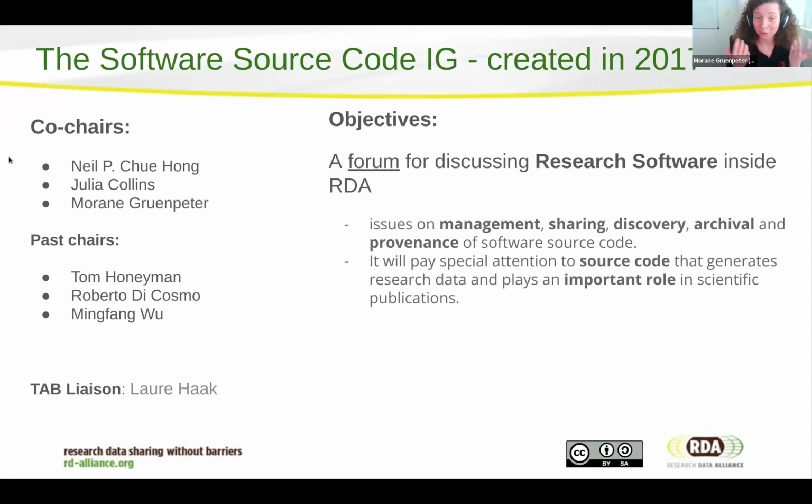This is an interest group. It's not a working group. We don't have particular outcomes, but from this interest group, some working groups were spawned. It's a forum to discuss research software and issues concerning management, sharing, discovery, and archival of software source code. I want to thank the past chairs that are here on the slide, and the TAB liaison, Laura Huck. I don't know if she could join us today.